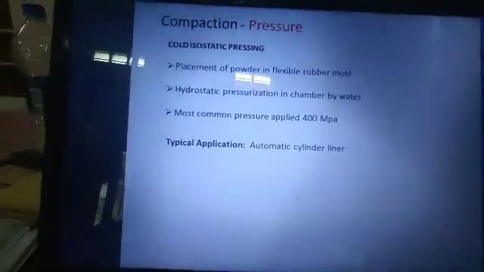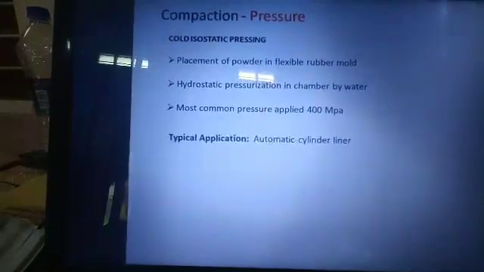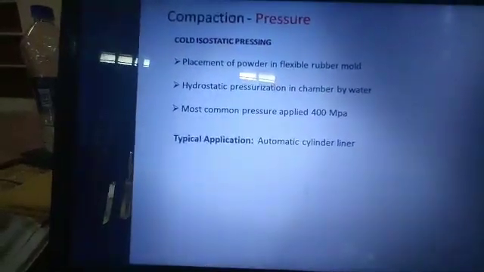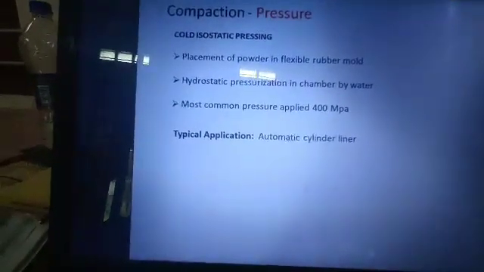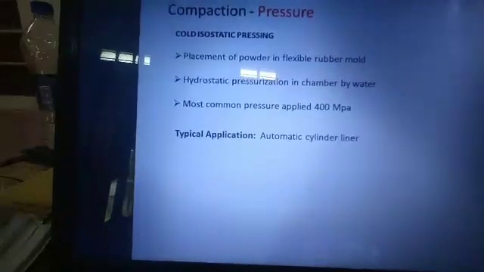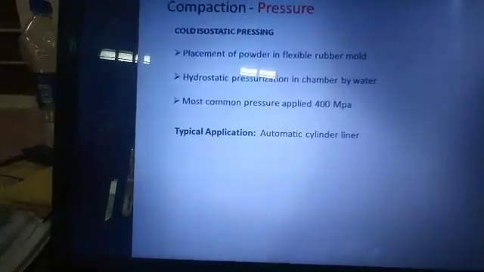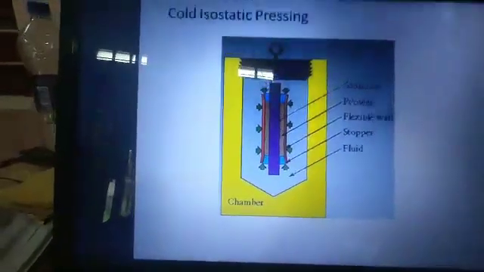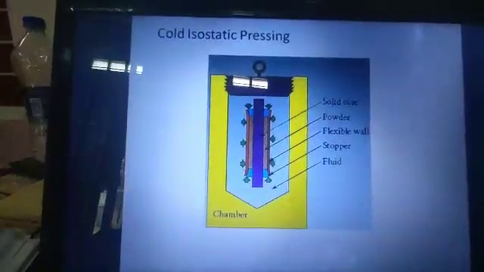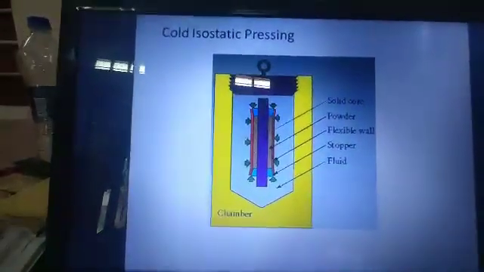In compaction with pressure, cold isostatic pressing is a process in which powder is placed in a flexible rubber mold using hydrostatic pressure up to 400 megapascal in a chamber with water. A typical application is automotive cylinder liners. This is a diagram for the isostatic pressing process.